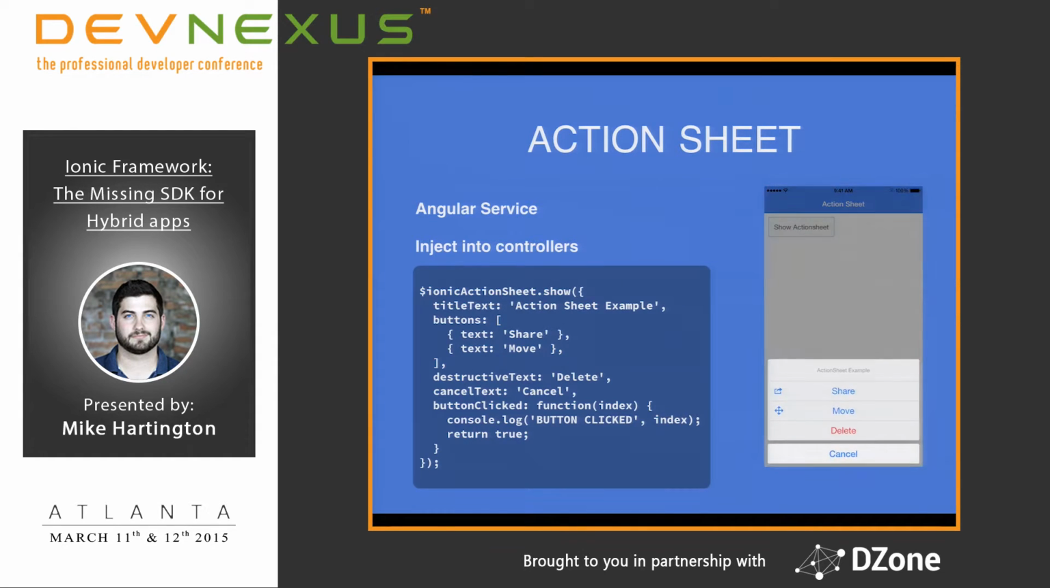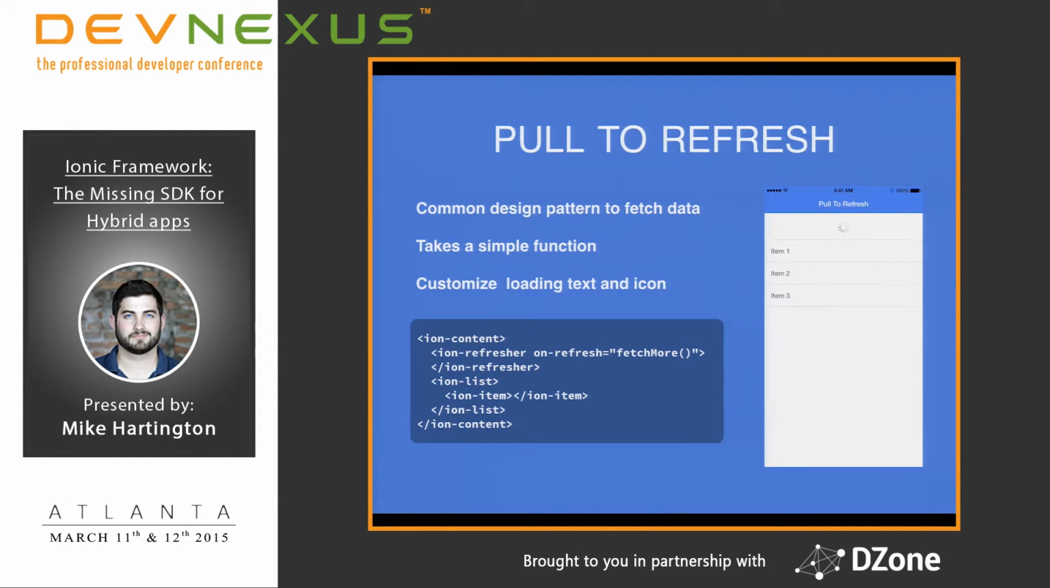And then another common one is pull to refresh. So we actually have this component called Ion Refresher, and all it really does is it takes a function that we can give it saying on refresh, we're just going to fetch more data. In whatever method that you're actually using to get your data, that will translate over into your controller. But if you notice our view, it's pretty simple.